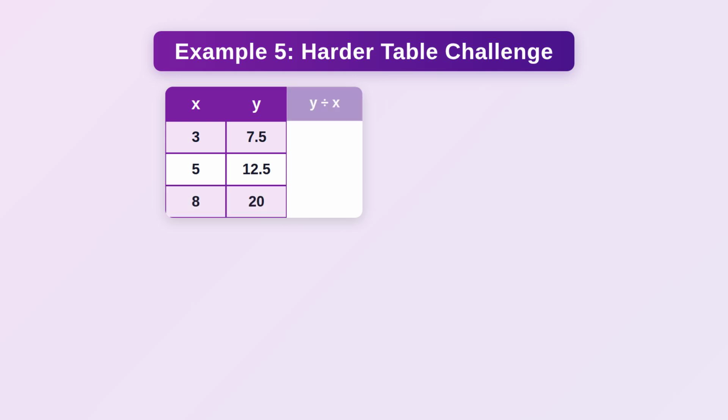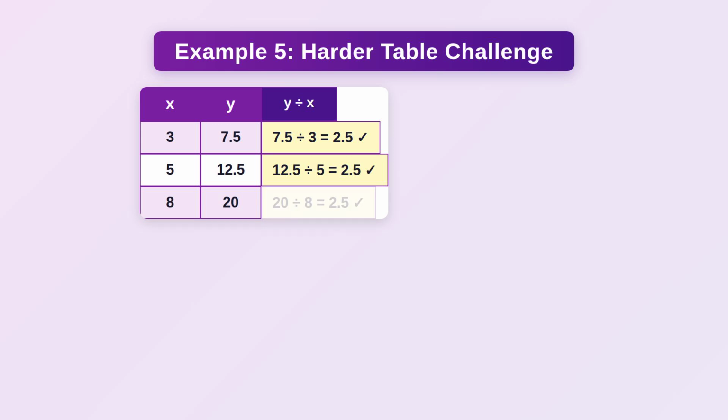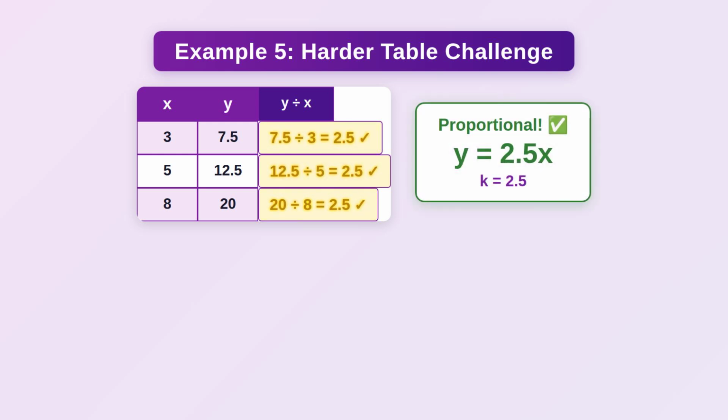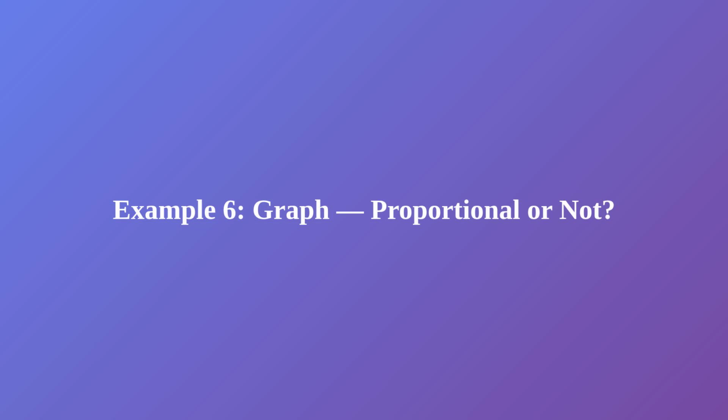Let's try a trickier one. A table shows x equals 3 and y equals 7.5, x equals 5 and y equals 12.5, x equals 8 and y equals 20. Are these proportional? Let's check. Row 1, 7.5 divided by 3 equals 2.5. Row 2, 12.5 divided by 5 equals 2.5. Row 3, 20 divided by 8 equals 2.5. All three ratios equal 2.5. It's proportional. So K equals 2.5, and our equation is y equals 2.5x. Notice that K doesn't have to be a whole number. It can be a decimal too.